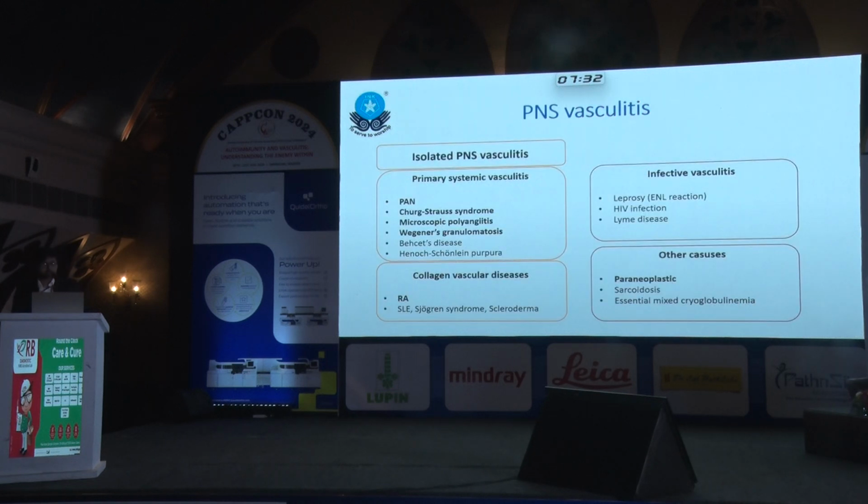Now coming to PNS vasculitis. The vasculitis in the peripheral nervous system can be confined to peripheral nerves, then it is called isolated PNS vasculitis, or it can be a part of a systemic disease. Usual secondary causes are a primary systemic vasculitis like PAN or ANCA-associated vasculitis, secondary to some connective tissue disorders, commonly rheumatoid arthritis and Sjogren's syndrome, certain infections, and among other causes, paraneoplastic is important.